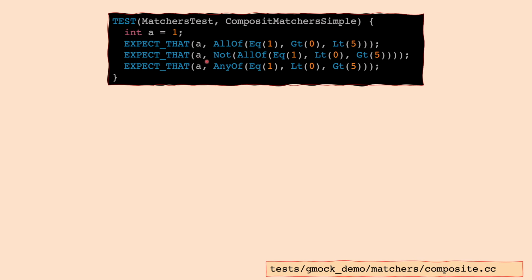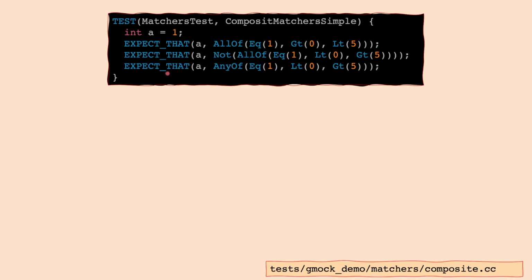In other words, A does not simultaneously match the following matchers: equal to 1, less than 0, and greater than 5. Notice that I changed greater than to less than, and 1 is not less than 0, so this one wouldn't match, and because this one wouldn't match, all of wouldn't match, and that's why when you invert it, it eventually matches A. Now you can say the same thing with any of.